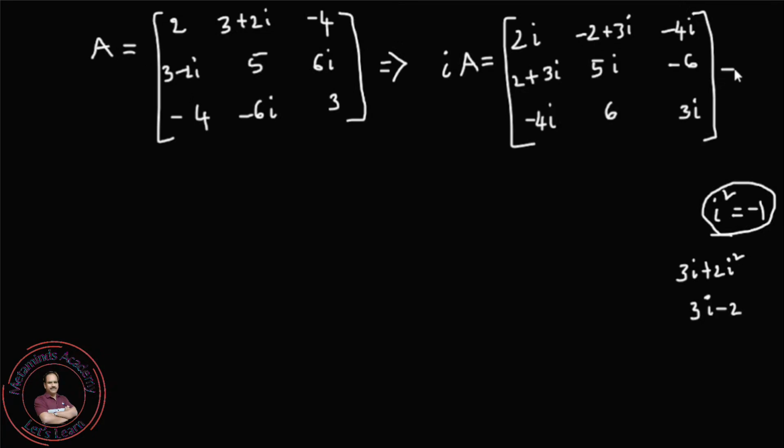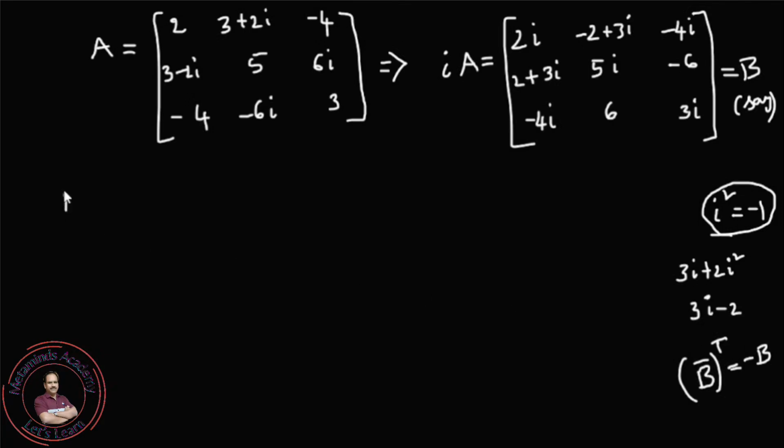Right? Let us name it as B. Then what we need to do is show B is skew Hermitian. What do you mean by skew Hermitian? B bar whole transpose must be equal to minus B. So that is how we can prove it is skew Hermitian.